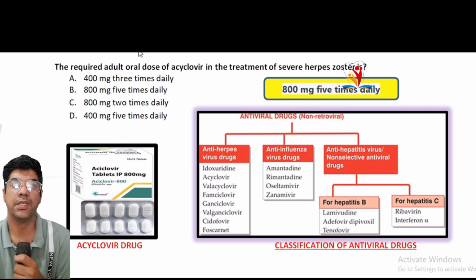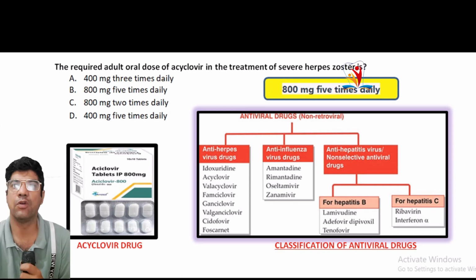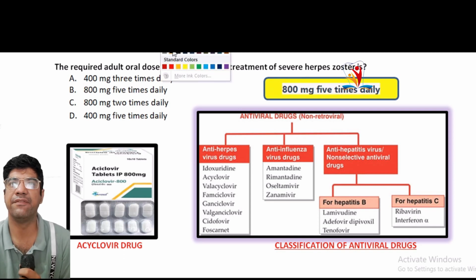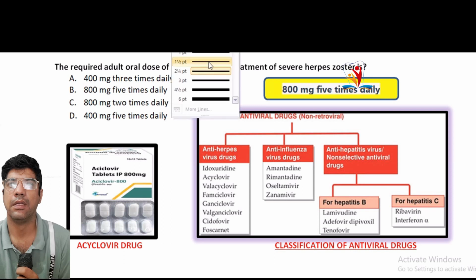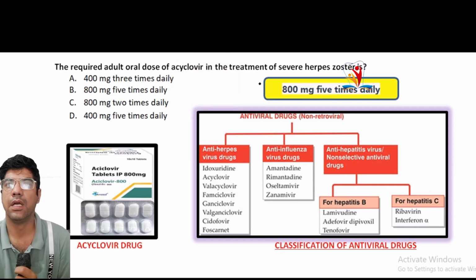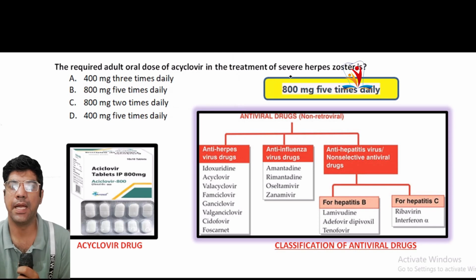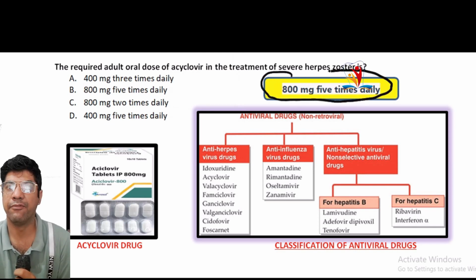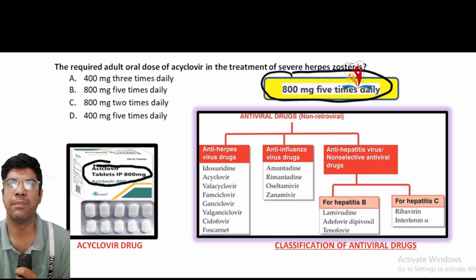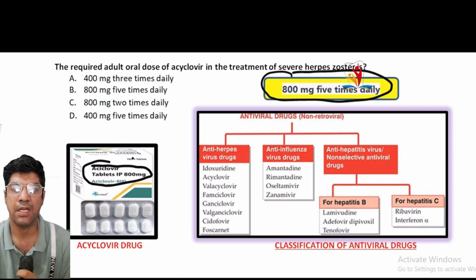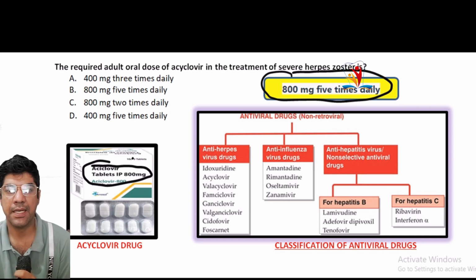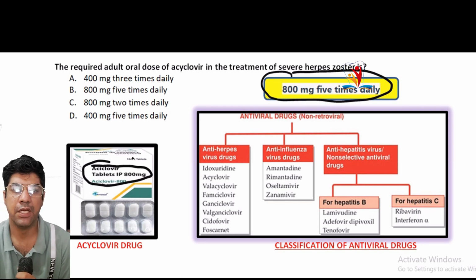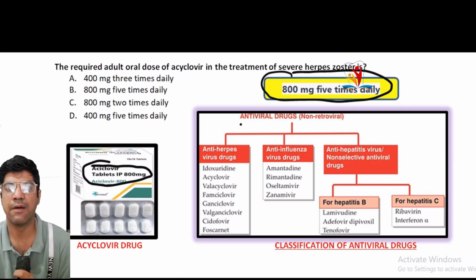So moving to the next question, the required adult dose of acyclovir in the treatment of severe herpes infection, in the herpes zoster, it is, well, the answer would be 800 milligram that would be taken 5 times daily. So this one is the acyclovir tablets in the dose of 800 milligram, in the case of severe herpes zoster infection, 800 milligram would be taken 5 times daily. So your correct answer would be 800 milligram 5 times daily.